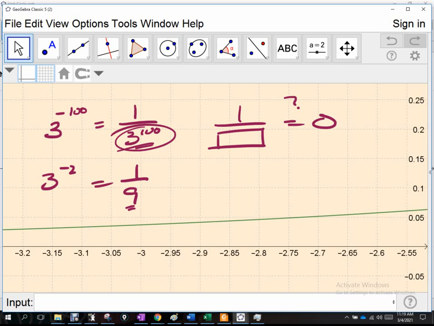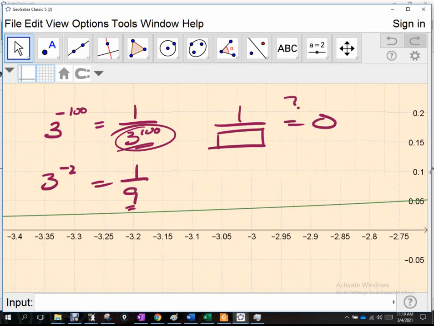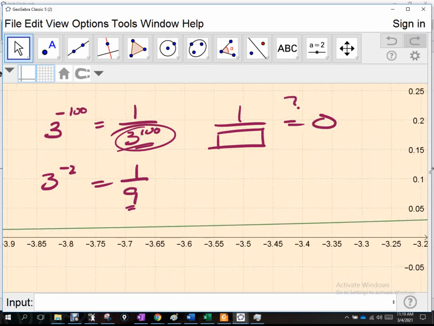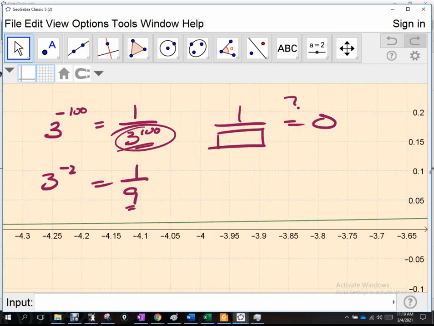So if I go 3 to the negative 100, or 1 over 3 to the 100th, this number, whatever it turns out to be, will be, when I get down to the x value of 100, the distance between the green curve and the x-axis, right? So we're saying that this quotient can never be 0. What I'm telling you is that no matter what x value you choose, there is always a gap between the x-axis and the graph. Does that make sense to everybody?